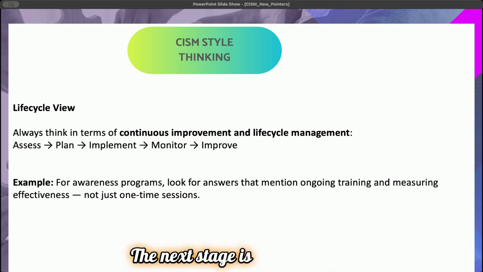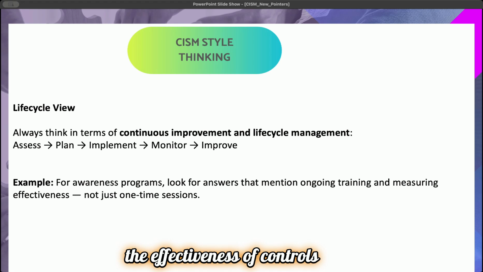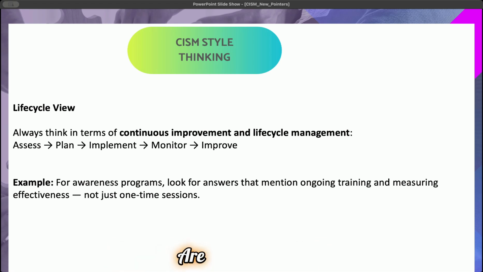The next stage is monitor, which is continuously tracking the effectiveness of controls and detecting incidents or gaps. The questions you ask are, are controls functioning as intended? Are incidents being detected early? Are KPIs and KRIs or risk metrics being reported?